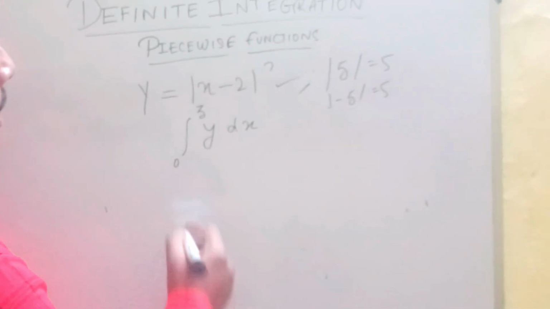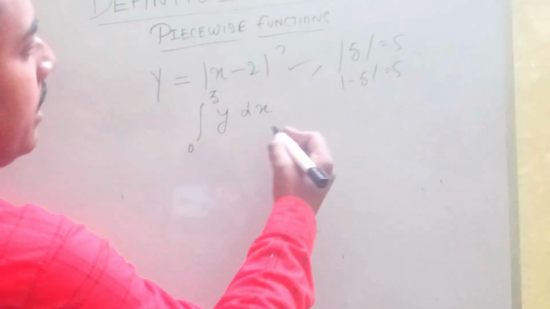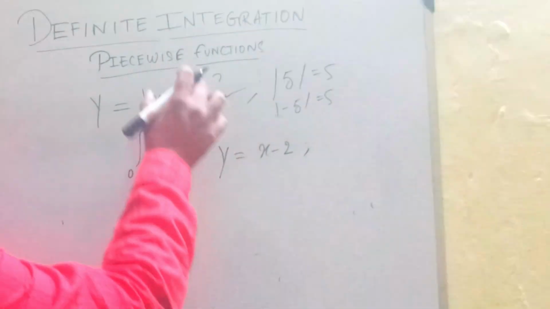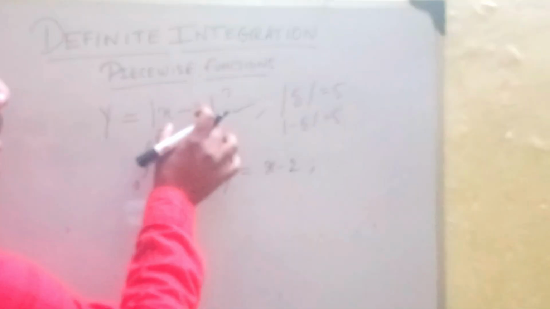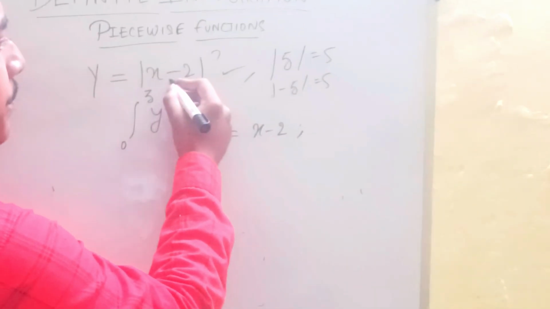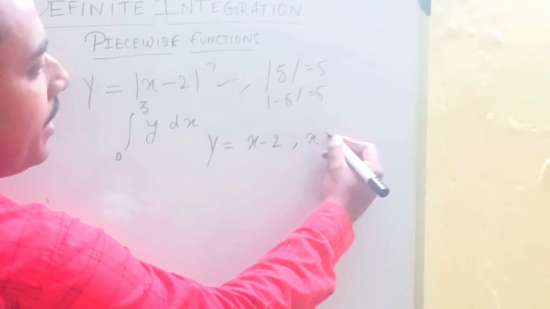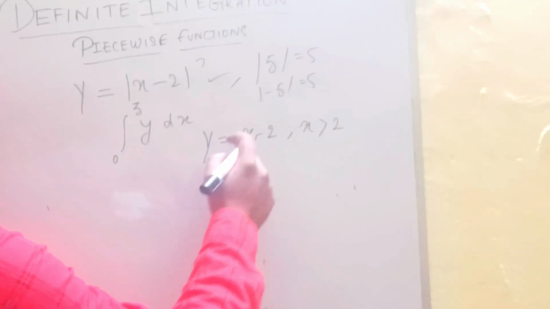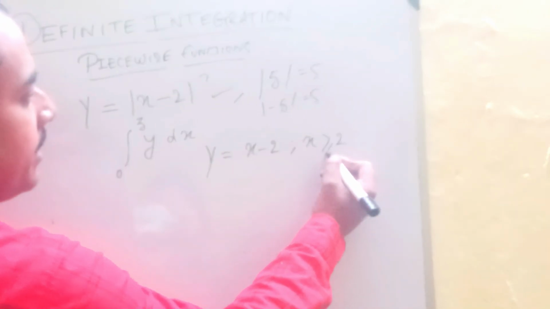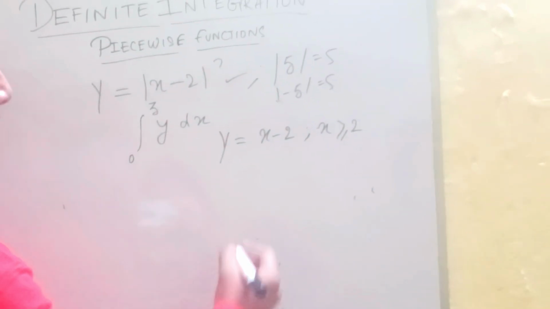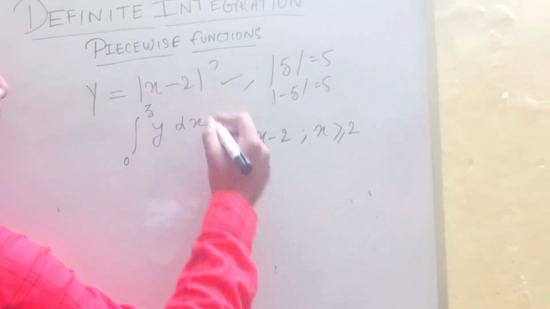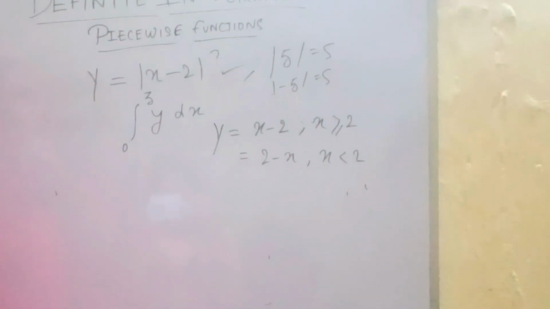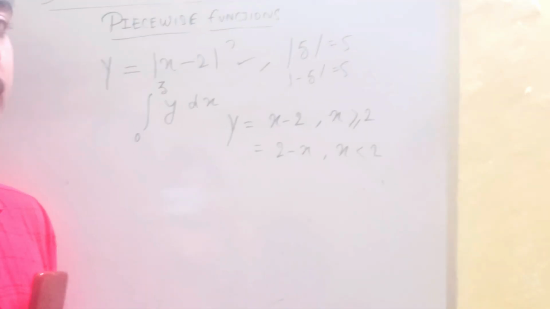intervals. So if you were to actually see what this function is, you would see that y is x minus 2 only when this quantity is positive, which means x minus 2 is greater than 0, or in other words x greater than 2. So for all values of x greater than 2, the quantity is x minus 2. You can also write x greater than or equal to 2, because the 0 value is also covered. And this quantity is the negative of x minus 2, which is 2 minus x, for all values of x less than 2. And you can see that this is actually a piecewise function.